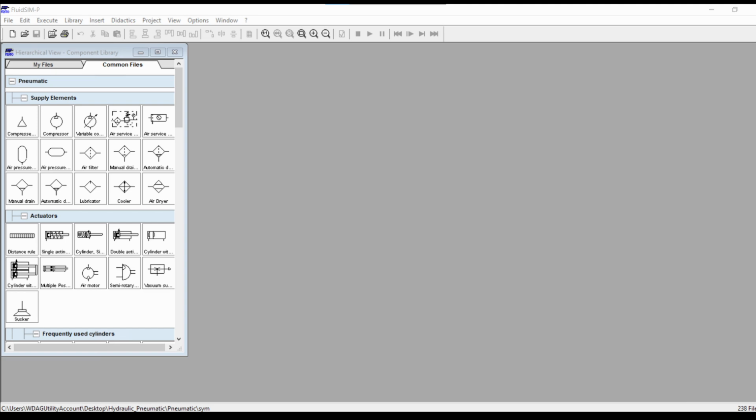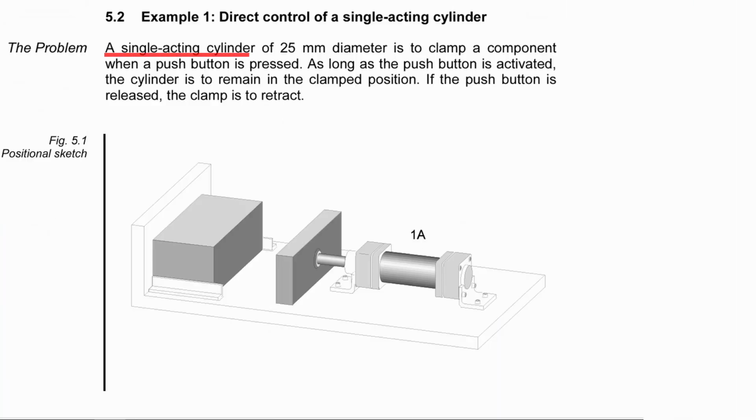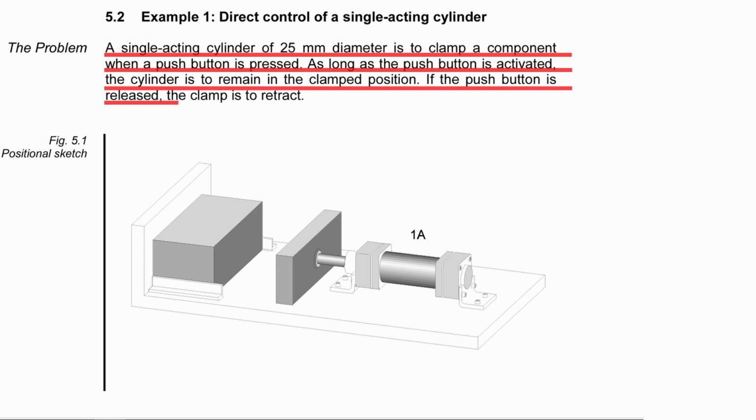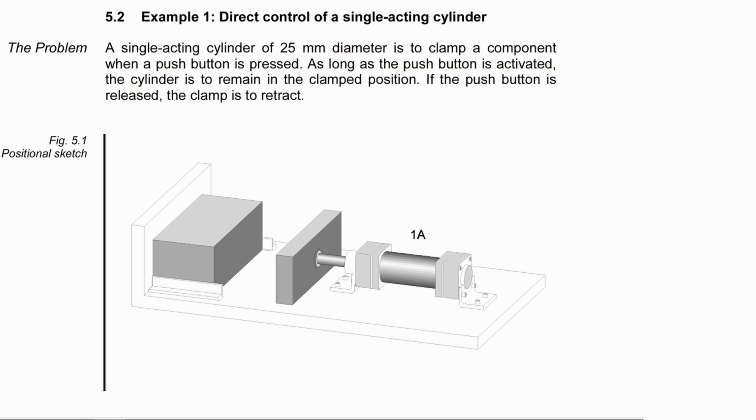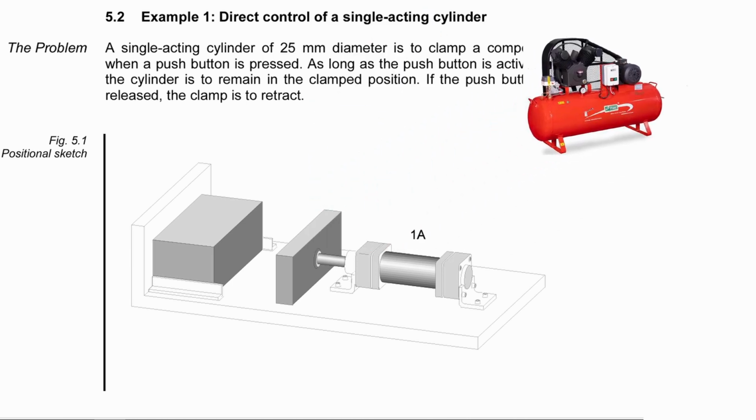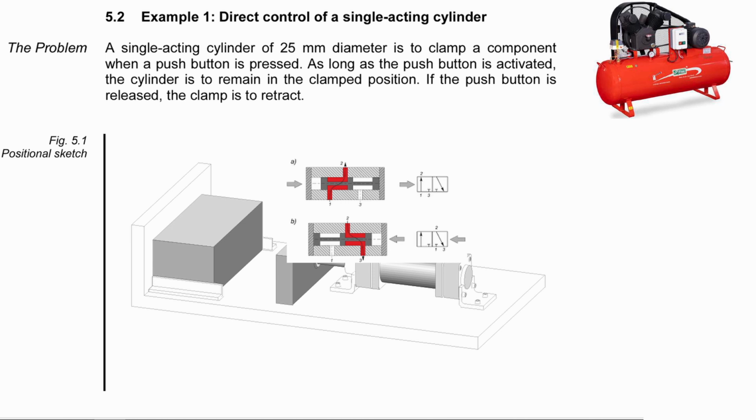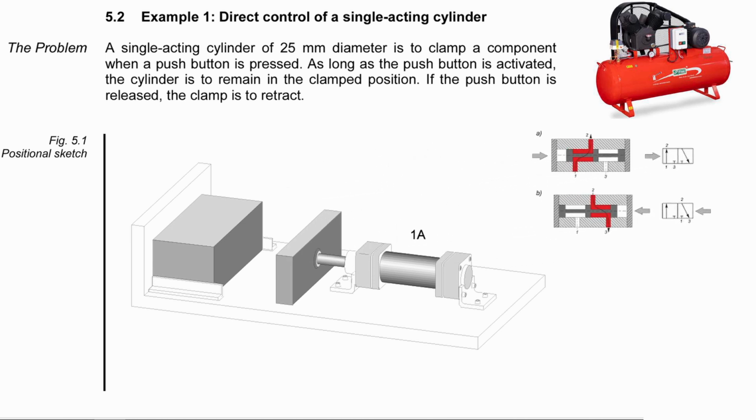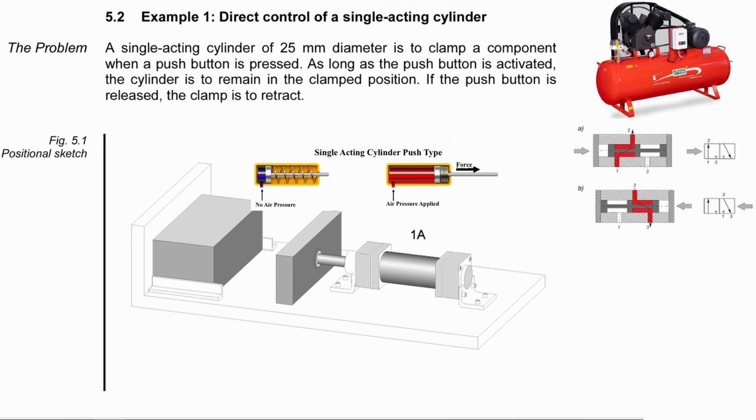To get familiar with the interface, let's do a pneumatic question. A single acting cylinder of 25 mm diameter is to clamp a component when a push button is pressed. As long as the push button is activated, the cylinder is to remain in the clamped position. If the push button is released, the clamp is to retract. For this question, we will need 3 components: a compressor, our supply element, a 3x2-way push button valve, our processing and input element, and a single acting cylinder, our power component.